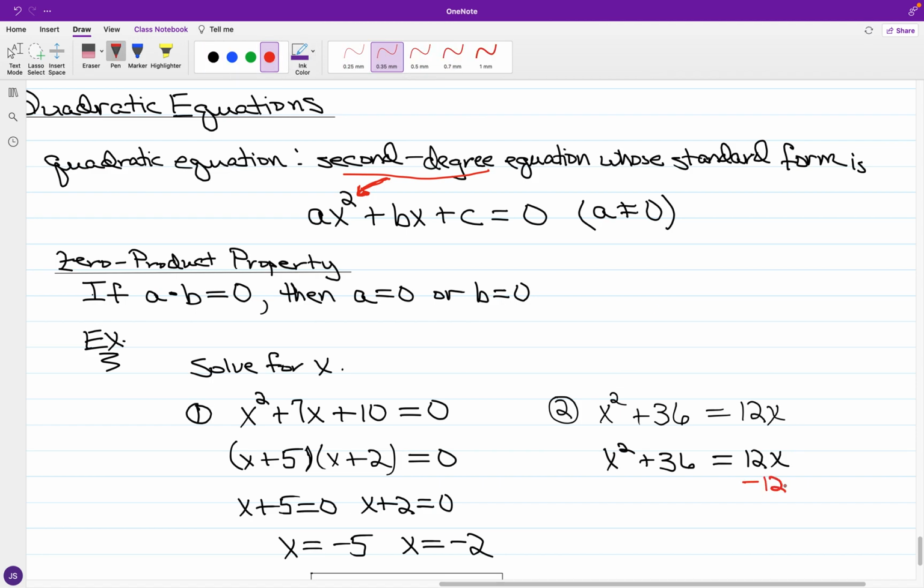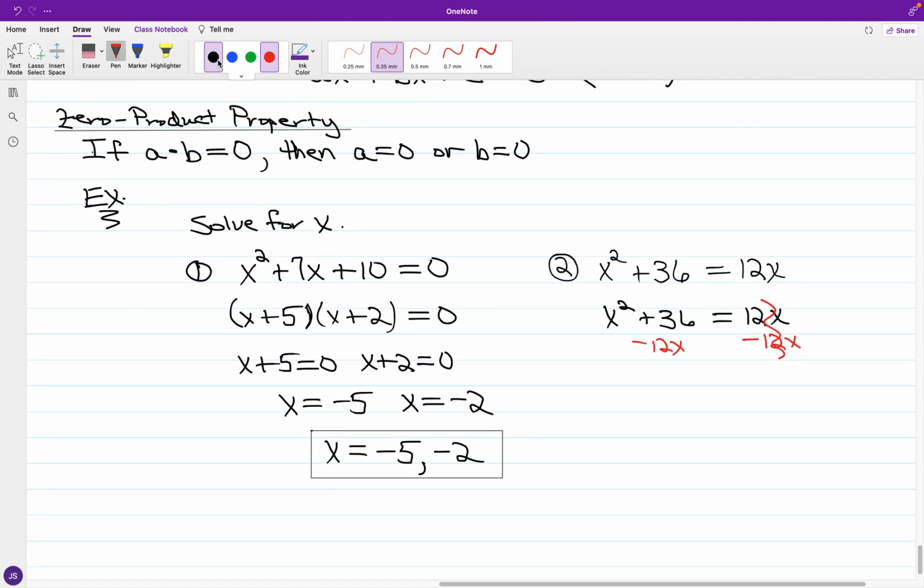So I'm just going to move the 12x over. Upon subtracting, and just combining the terms and arranging the expression in descending degree order, I have x squared minus 12x plus 36 is equal to 0.